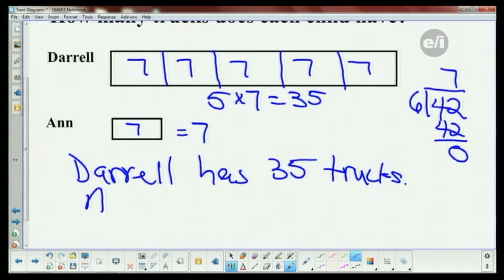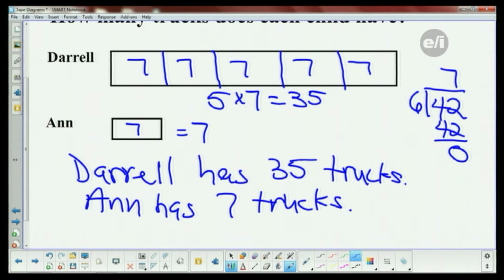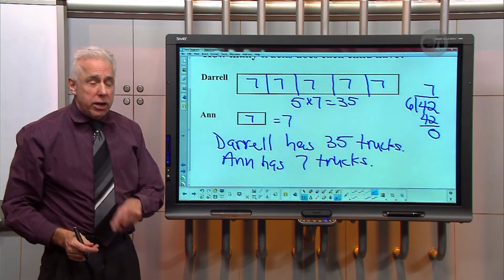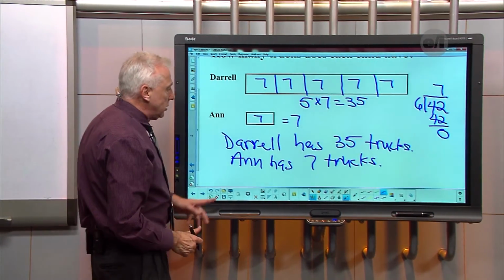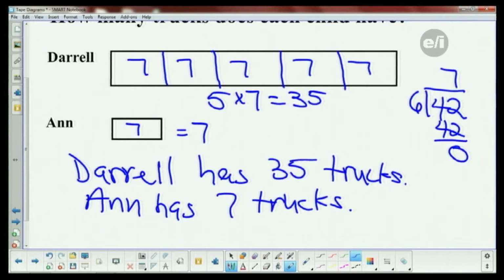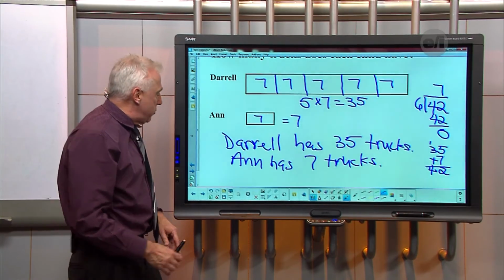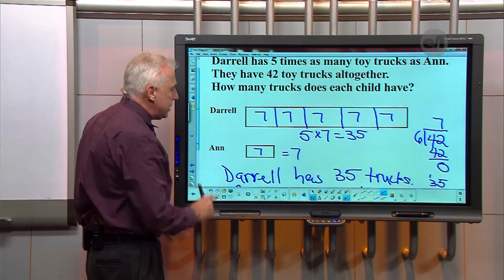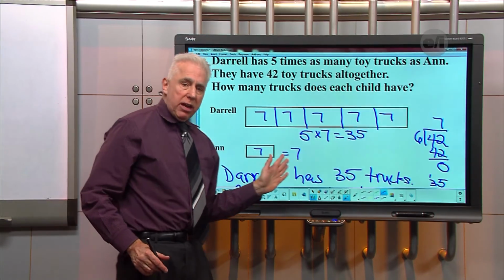while Ann has 7 trucks. Now, sometimes you'll have a teacher, and this is wise, sometimes they'll want you to check your answer. Well, of course, since we knew there were 42 altogether, we could double check. We could add 35 and 7. 7 plus 5 is 12. Carry our 1 would give us 42. So that would tell us that we did have the correct answer. So again, Daryl has 35 trucks, Ann has 7, and it is illustrated with a drawing or the tape diagrams.